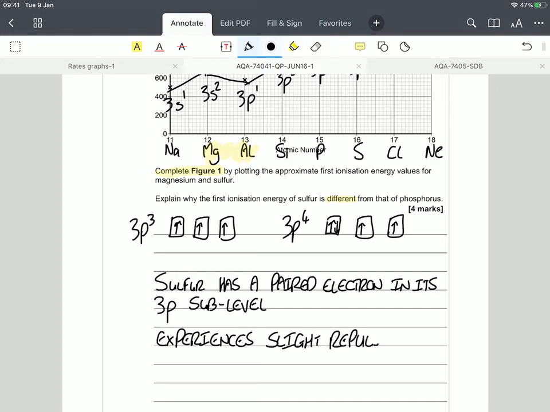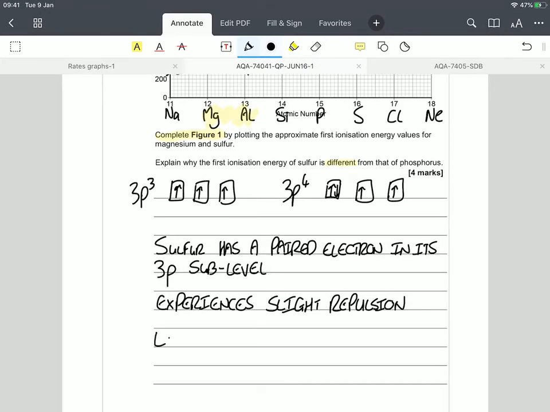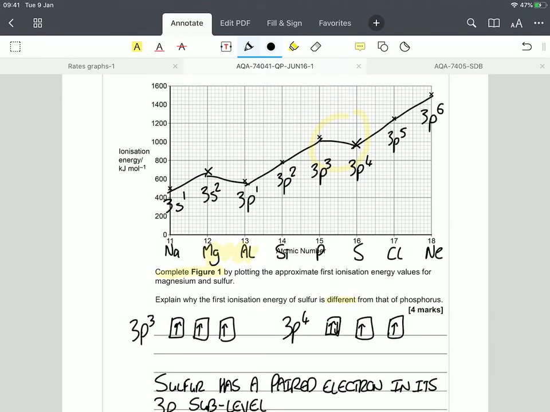It's not a major thing, it's only a little bit. And I'd also say that lowers the amount of energy required to remove it. You probably don't need to say that, to be honest. But again, it's that kind of belt and braces thing. Because there's a little bit of repulsion, you don't have to supply quite as much ionization energy to remove it. And that's why you get this little dip here.